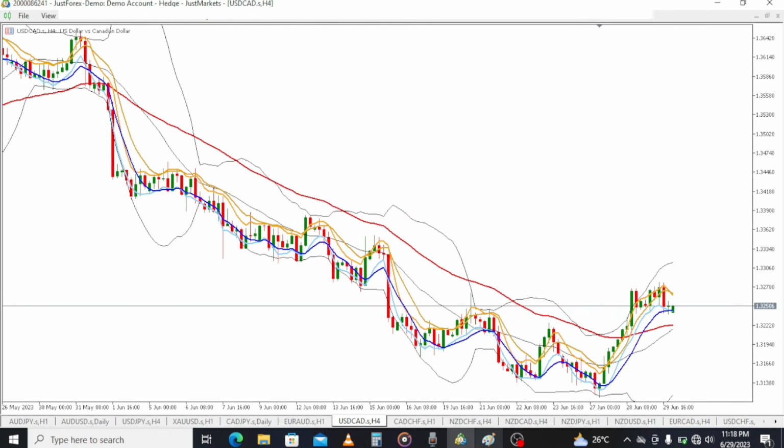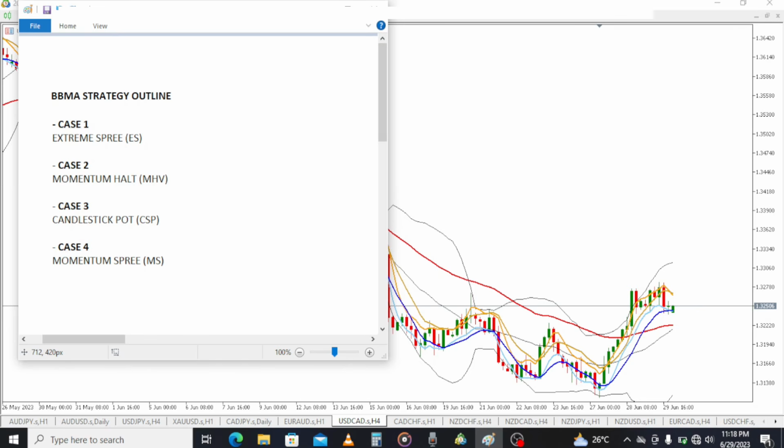Let's begin with an overview of the BBMA strategy. So as we know, the Bollinger Bands are dynamic price channels that expand and contract based on market volatility. They help us to identify potential breakout points and price reversals. Moving averages, on the other hand, smoothen out price fluctuations and provide trend following indicators.